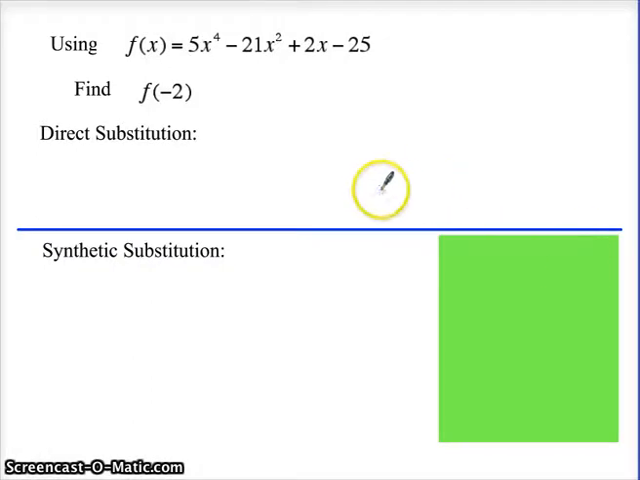All right, this video is going to help us understand how to evaluate a polynomial. There's two major ways to evaluate. The first is direct substitution. It's probably the one you're the most familiar with. The downside of direct substitution is you sometimes have to deal with large exponents. But the upside is it's fairly easy to set up.